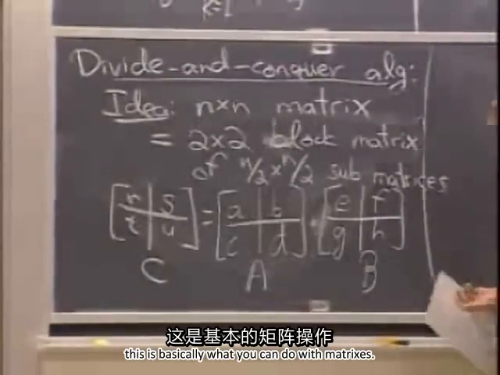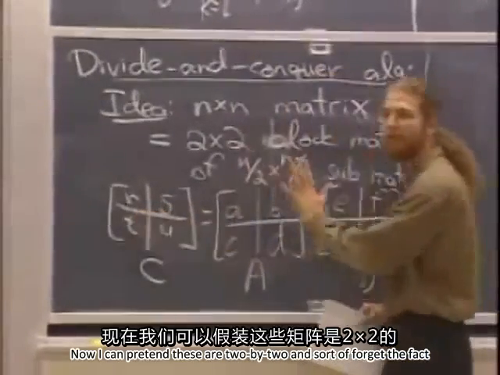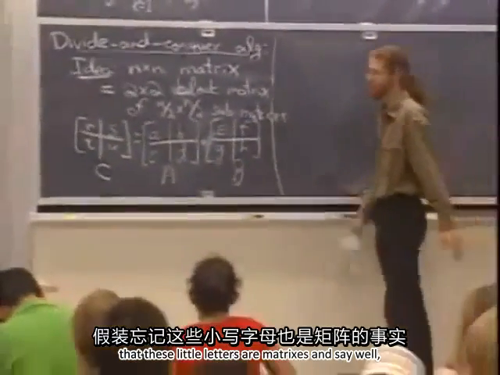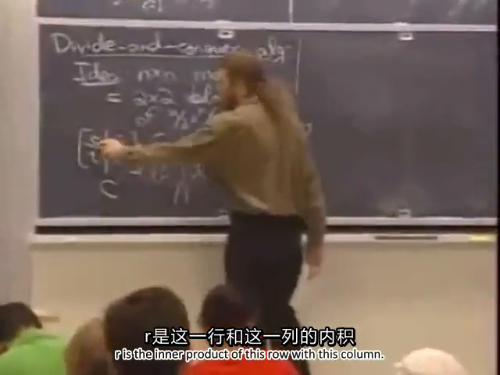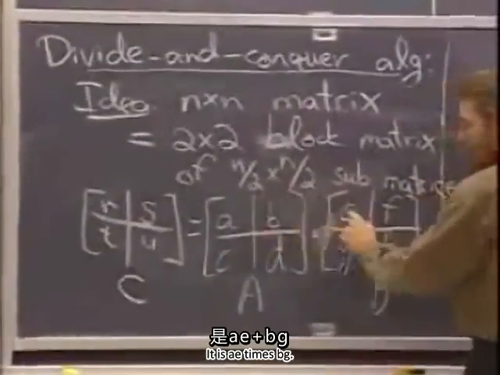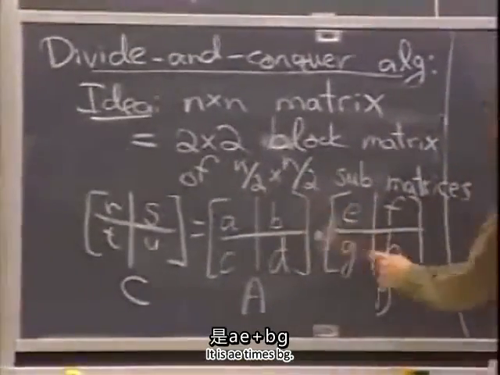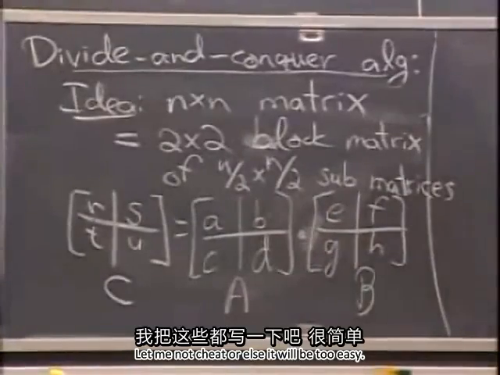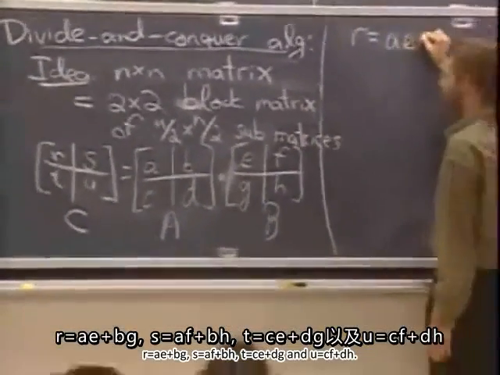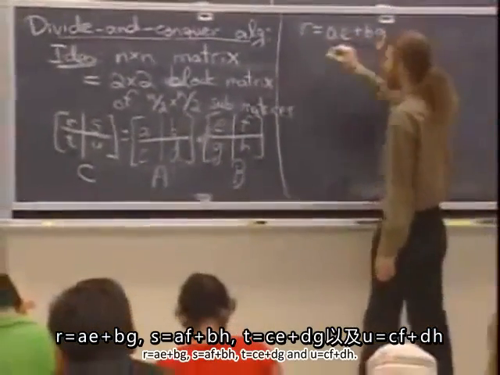So now I can look at R. I can pretend these are 2 by 2 and sort of forget the fact that these little letters are matrices. Just say, well, R is the inner product of this row with this column. Okay, let me not cheat. Those would be too easy. R is AE plus BG.